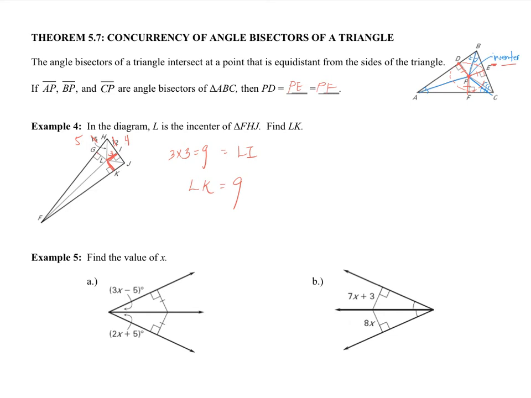Example 5. Find the value of x. Well, since this point here is equal distance to each side and also perpendicular to each side, then I know that this ray is the angle bisector. So we can go ahead and set 3x minus 5 equal to 2x plus 5. And after solving for x, I should get 10. And the other one here, I know that this is the angle bisector. So therefore, this point must be equidistant to each side. So 7x plus 3 equals 8x. And after solving for x, I should get 3. So this illustrates theorem 5.5, and the other one illustrates theorem 5.6.